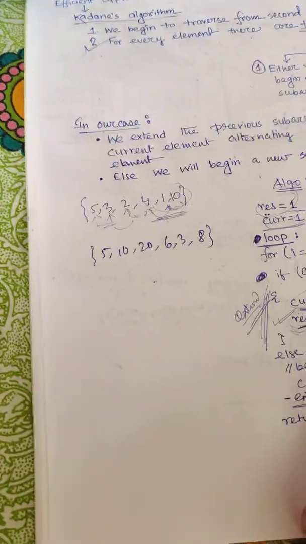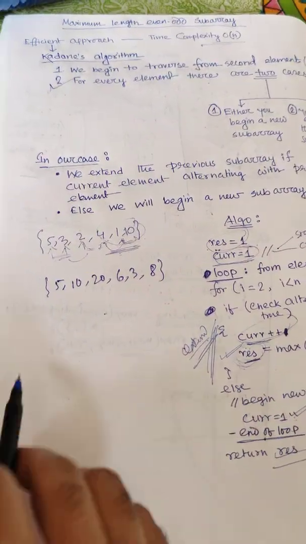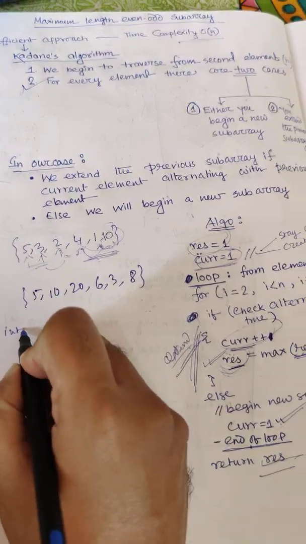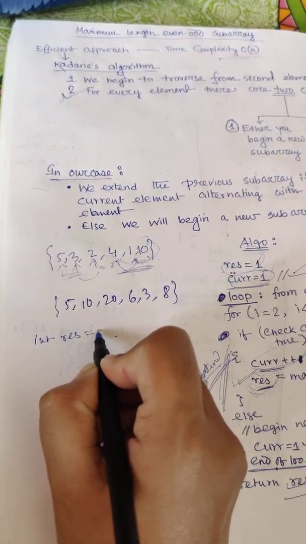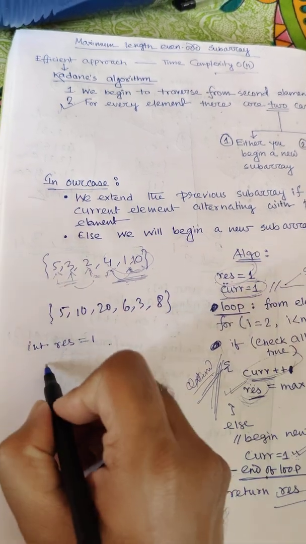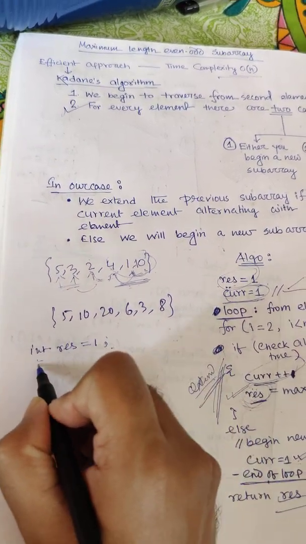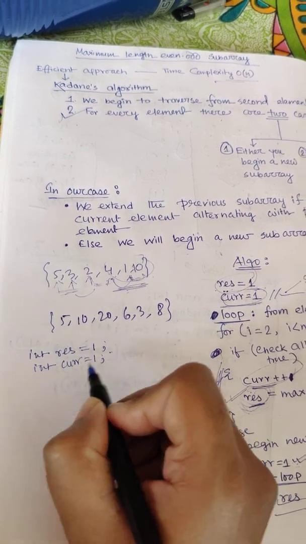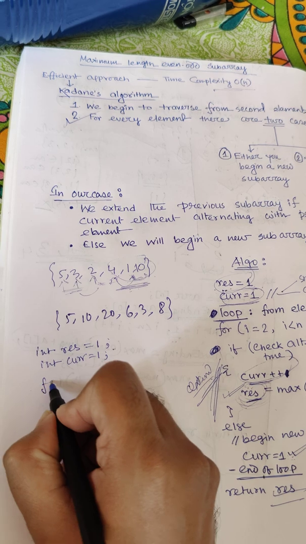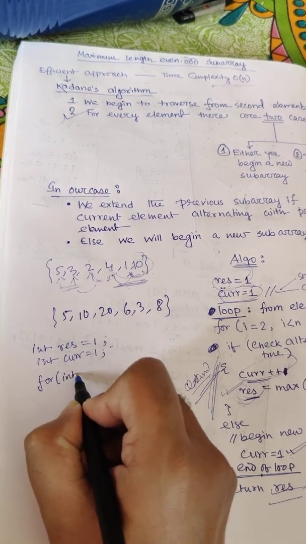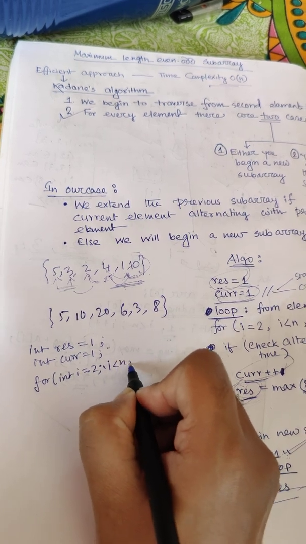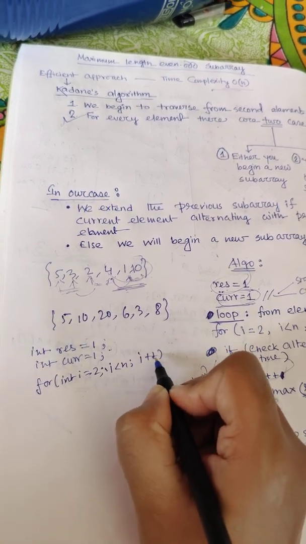Let's see the code. I can write the code even here, because this is a very simple code. Suppose we have a function and we first define integer res is equal to 1, as we have mentioned, and suppose we are writing in Java, integer current is equal to 1, right? So now we will start a for loop, int i is equal to 2 and i less than n, i plus plus.